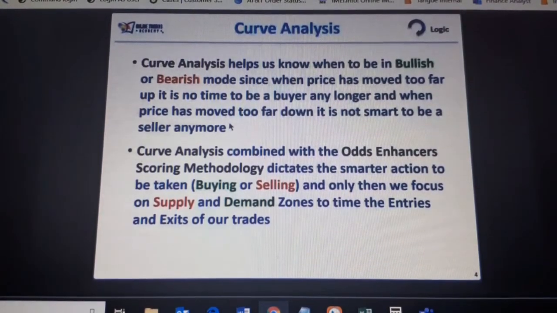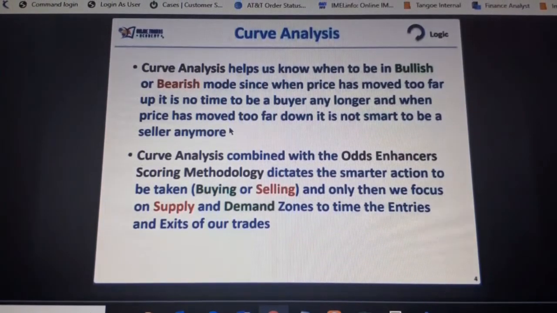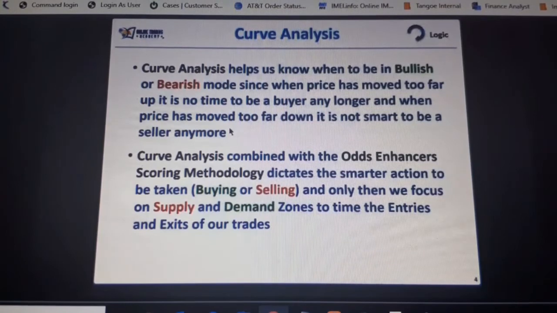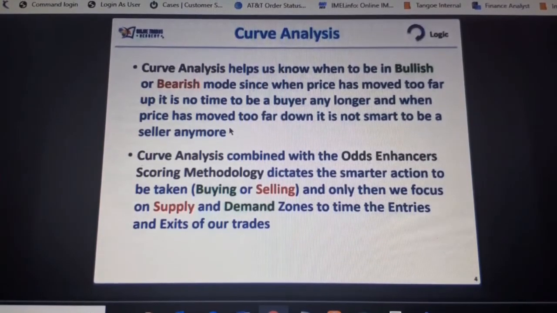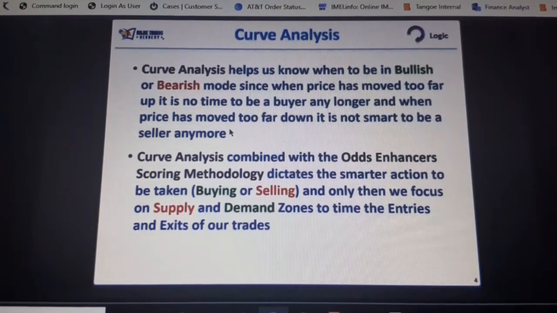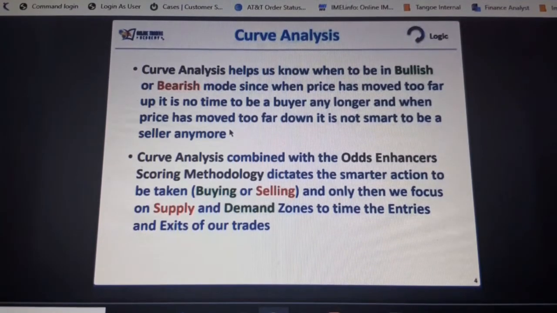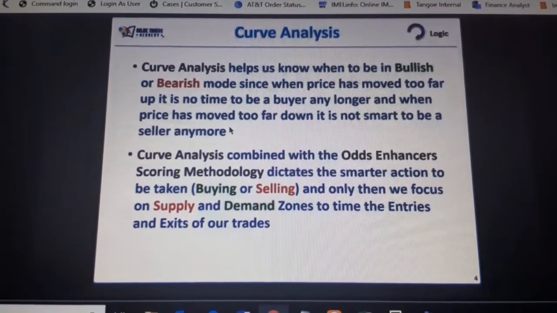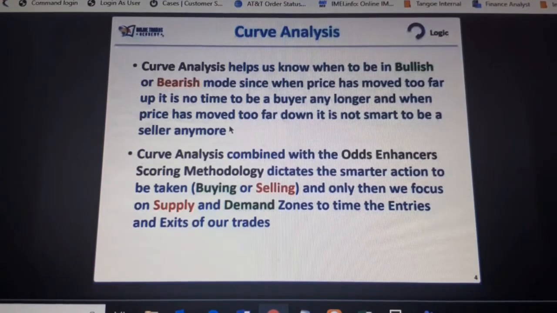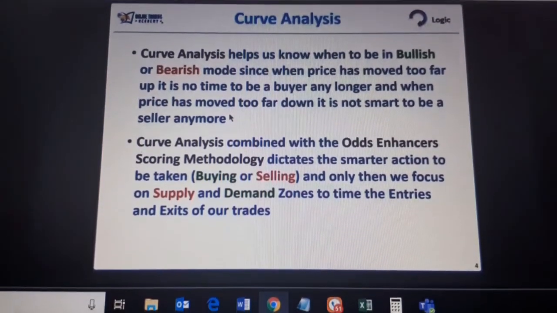Now read this. Curve analysis helps us to know when to be in bullish and bearish mode. So that's what I told you. When you draw your demand zone and supply zones on the curve time frame, it will tell you whether you want to be a buyer or seller of the stock, because that's logic, right? When price has moved too far up, when it has gone to a retail pricing area, is it smart to be a buyer?